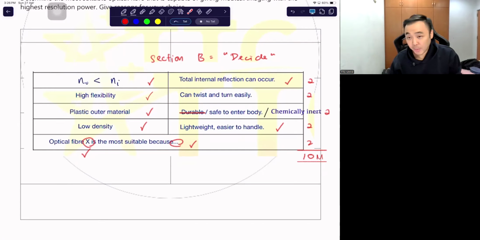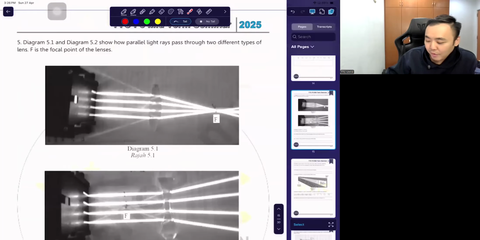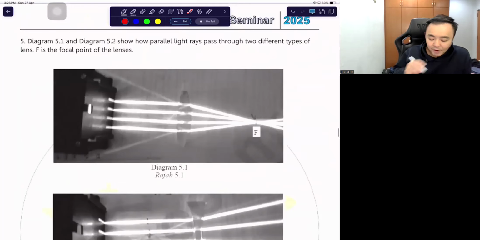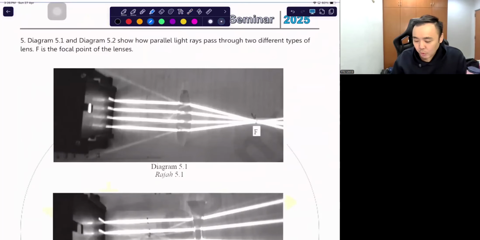Okay, can we look at page number 15? Page 15. Okay. 15, question 5. Diagram 5.1, 5.2 shows a parallel light rays. Shows how parallel light ray passing through two different types of lens. F is the focal point of the lens.